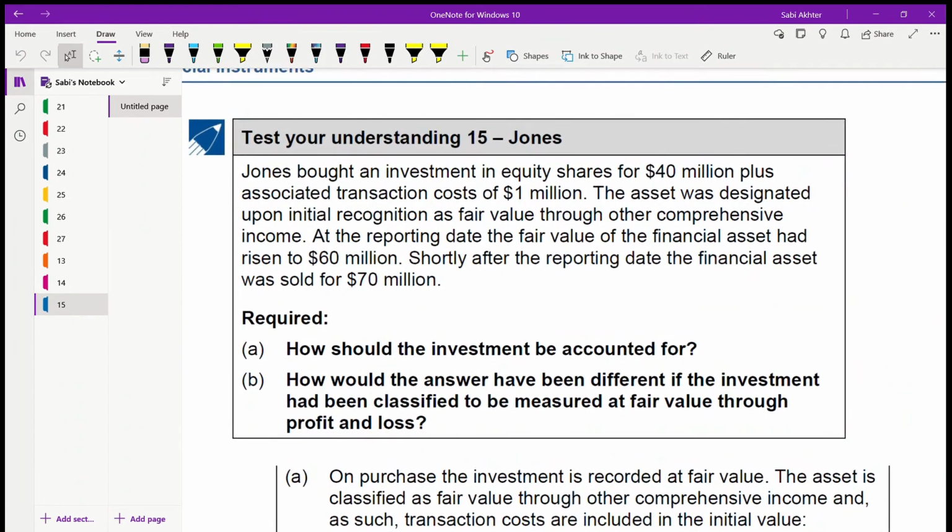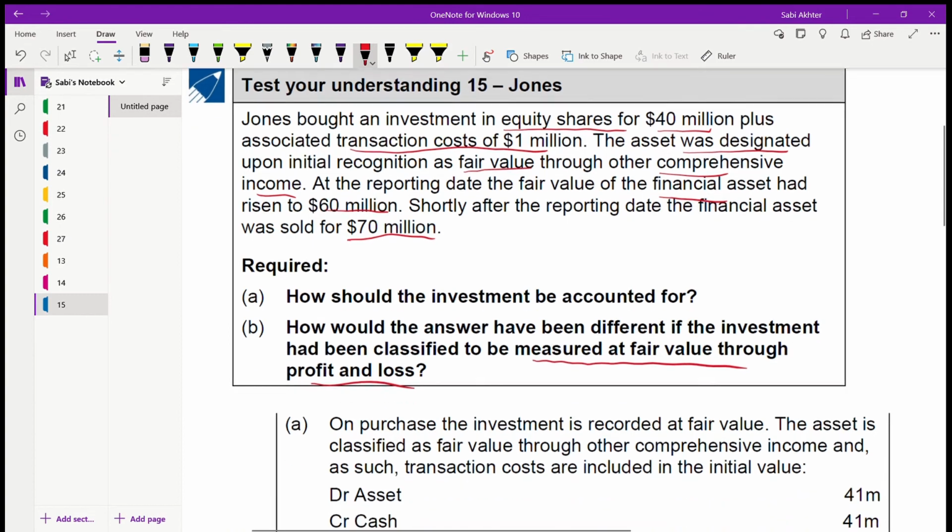Jones bought an investment in equity shares for 40 million plus associated transaction cost of 1 million. The asset was designated upon initial recognition at fair value through OCI. At the reporting date, the fair value of the financial asset had risen to 60 million. Shortly after the reporting date, the financial asset was sold for 70. A. How should the investment be accounted for? B. How would the answer be different if the investment had been classified to be measured at fair value through profit and loss?